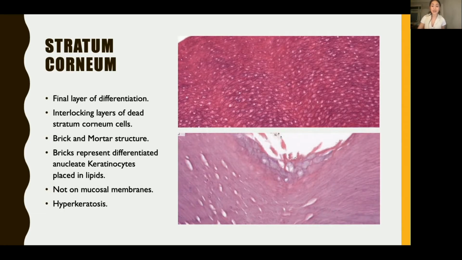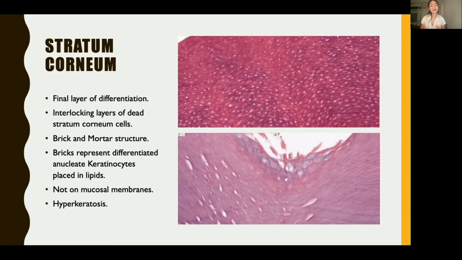So this is the terminal layer of differentiation. It's got loads of interlocking dead stratum corneum cells. And the way we describe this layer is a brick and mortar structure. So the bricks represent dead anucleate keratinocytes, which are placed in a whole array of lipids and proteins, which we mentioned in the stratum granulosum. And the relevance of this is that in diseases like eczema, you don't have as strong a lipid barrier. So the lack of moisture tends to dry out the skin a lot more, which is why you get more of an inflamed picture in something like eczema.